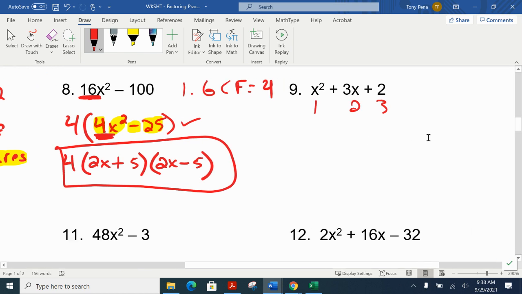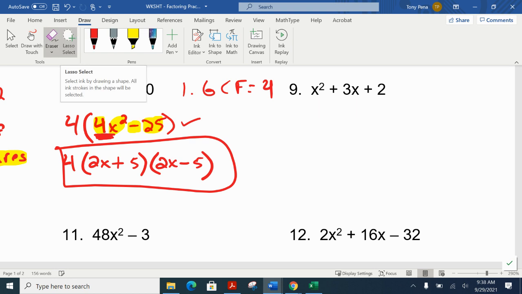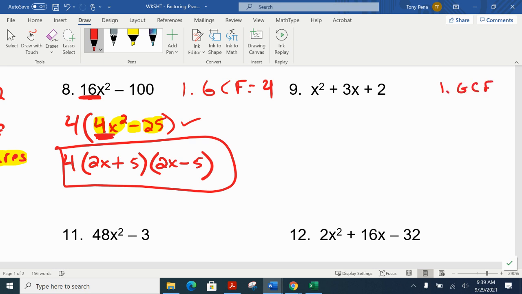All right, now number 9, I listed 1, 2, 3. So this we would say is what's called a trinomial. So if you look at your trinomial options at the top of the paper, the first thing you're going to look for is a greatest common factor. It's the first thing we have listed in our options.